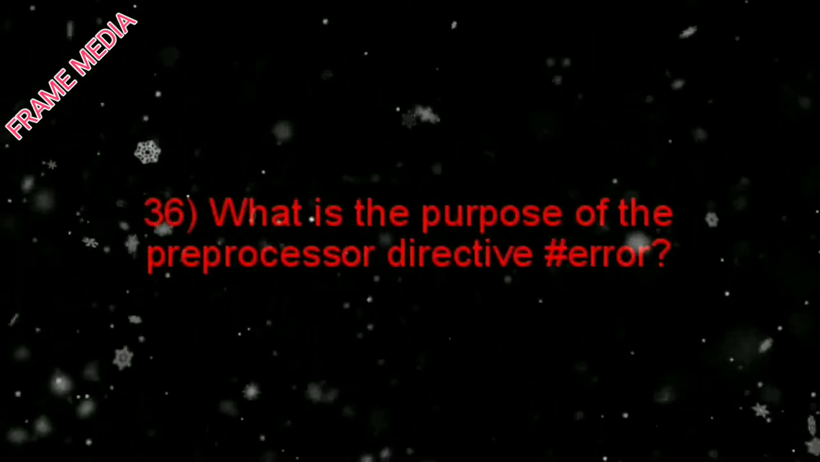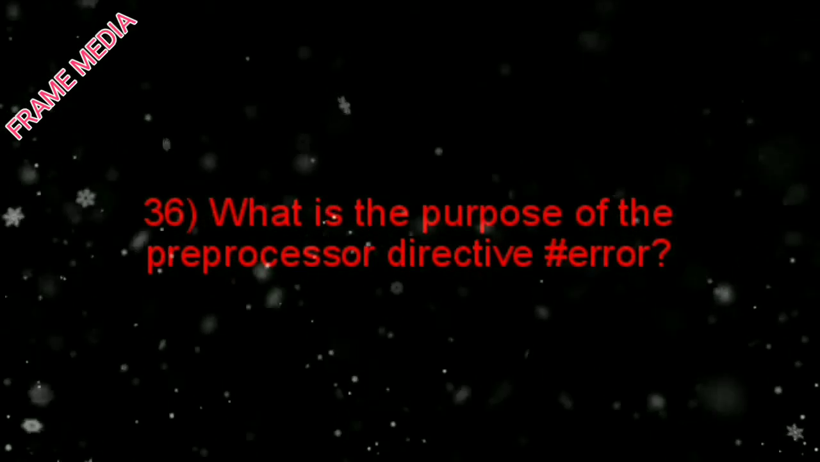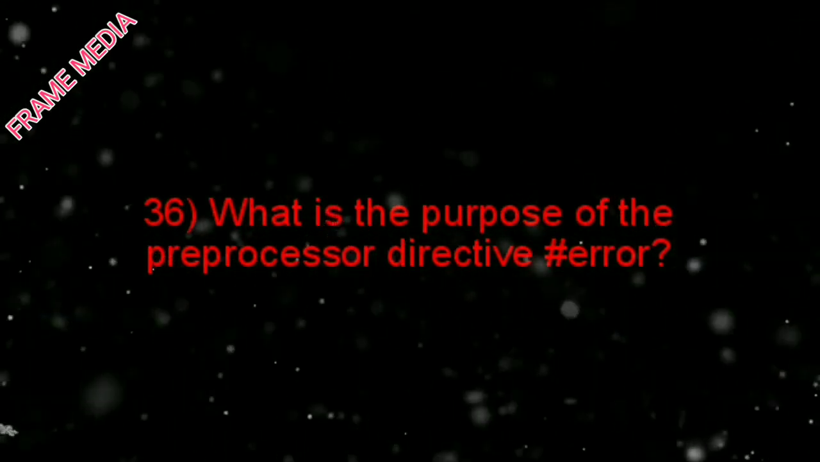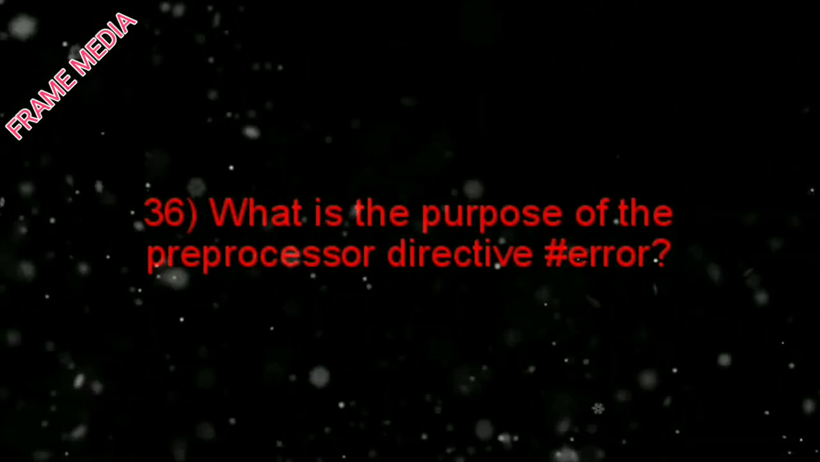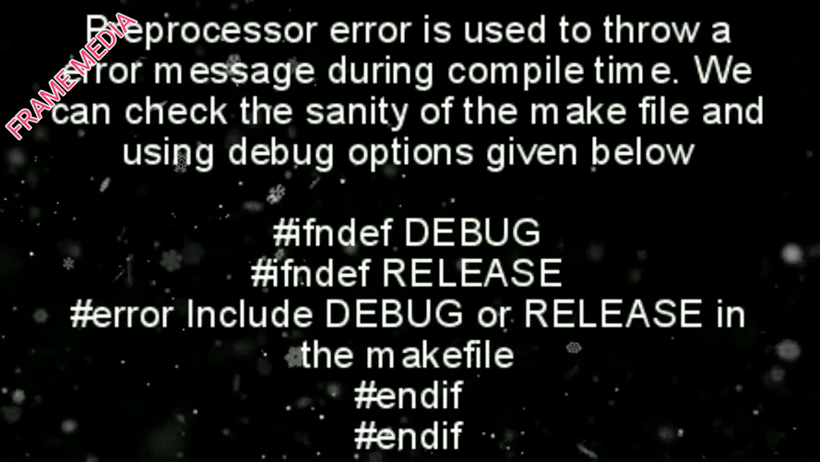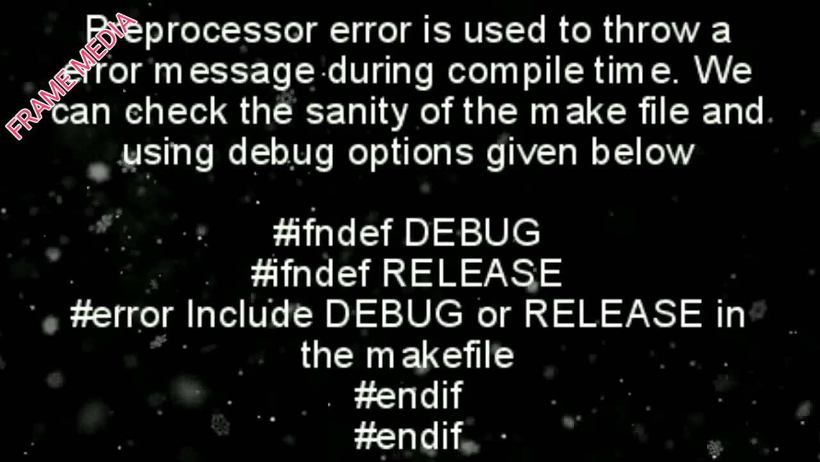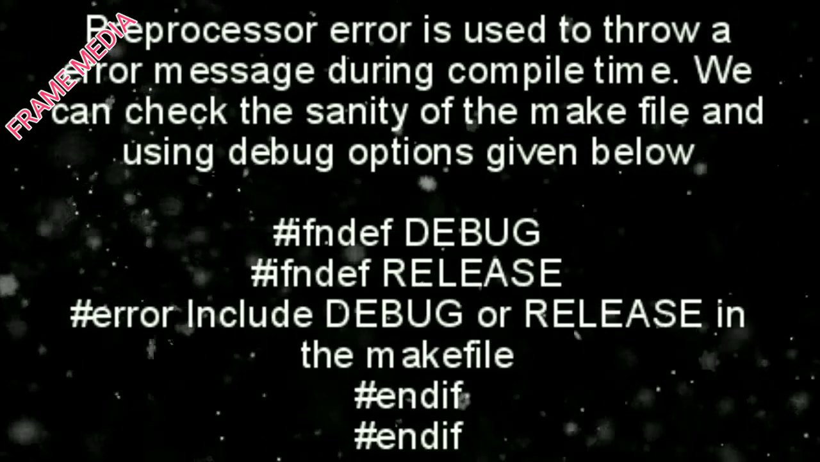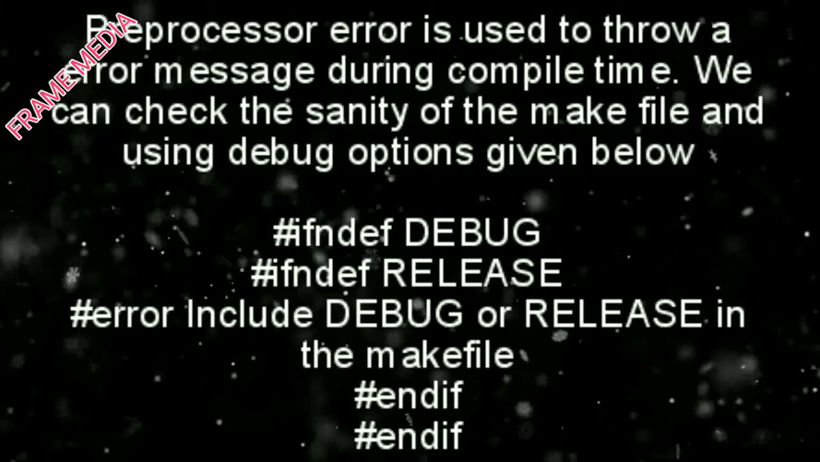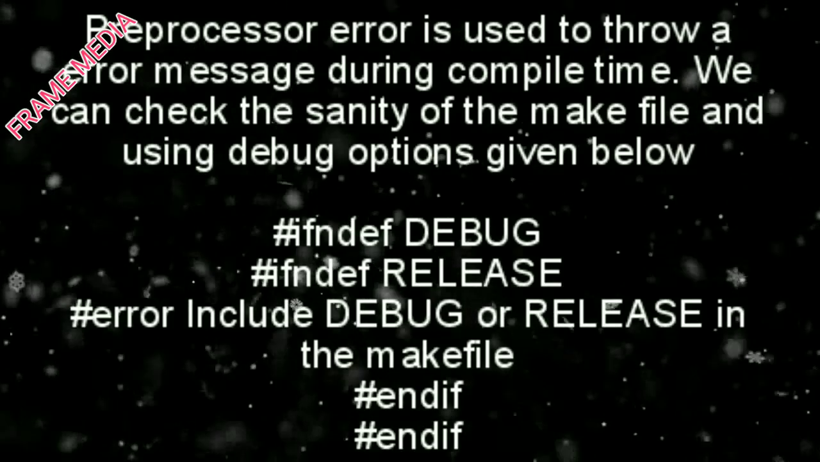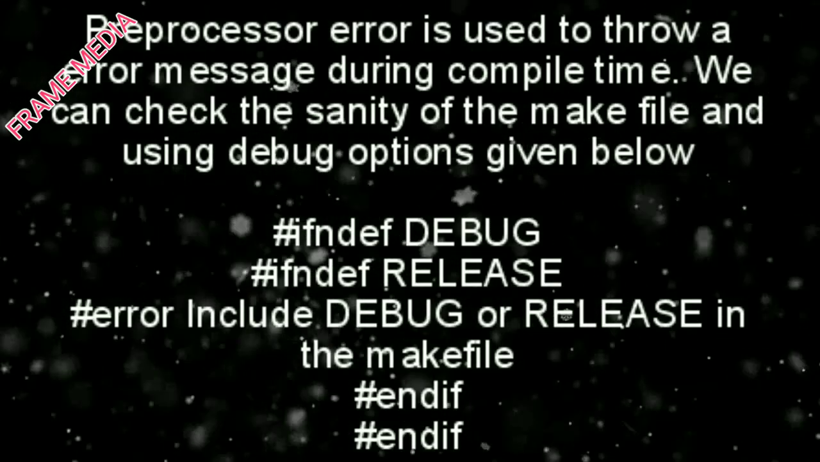Question number 36. What is the purpose of preprocessor directive #error? Preprocessor #error is used to throw an error message during compile time. We can check the sanity of the makefile using debug options given below. Just see the screen.